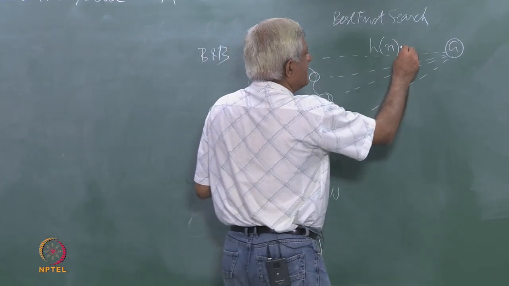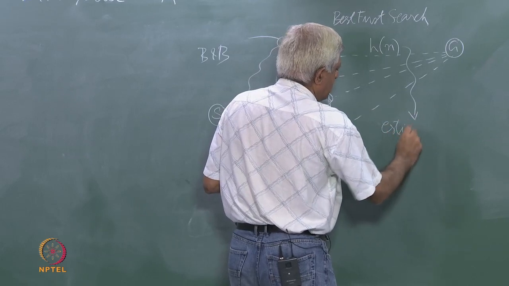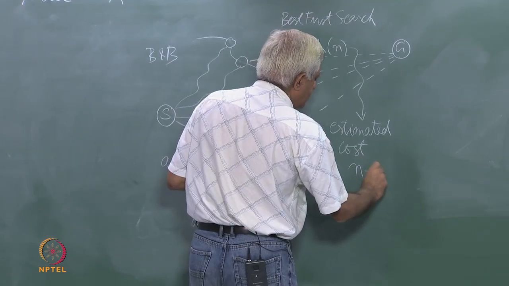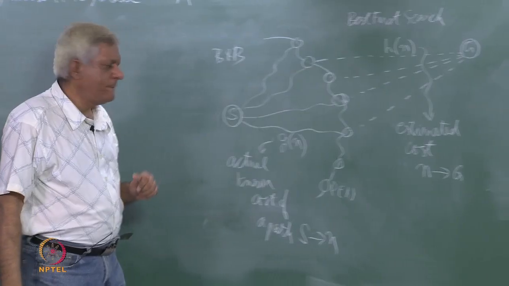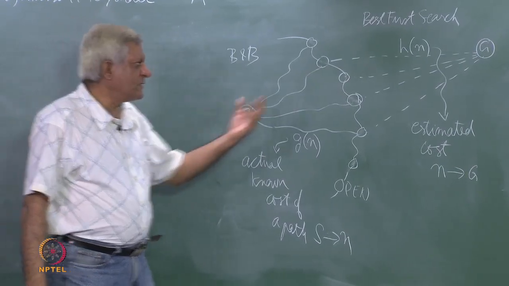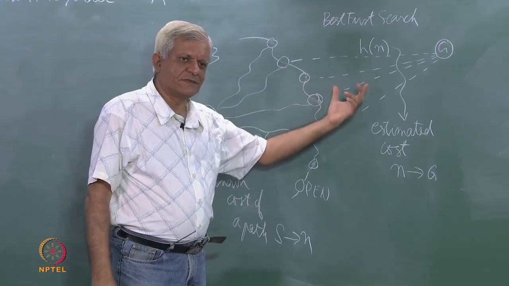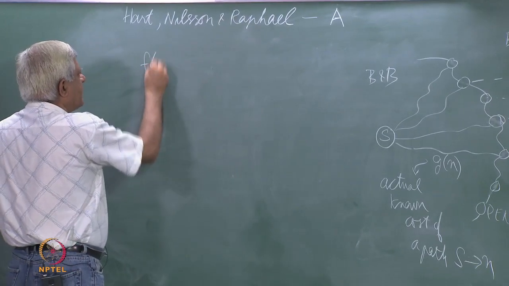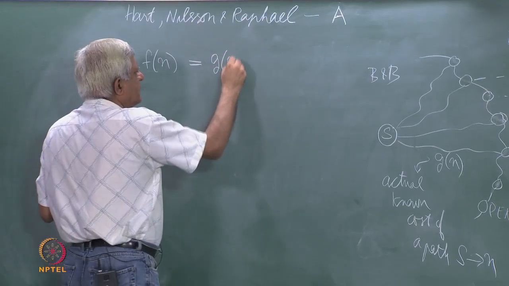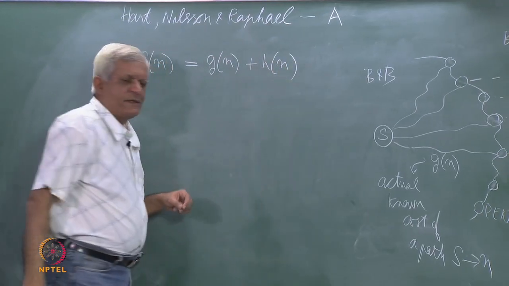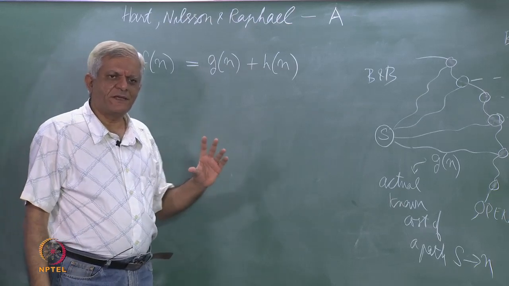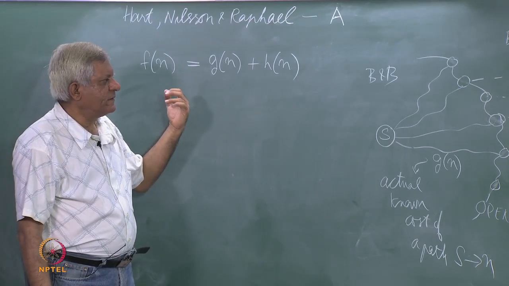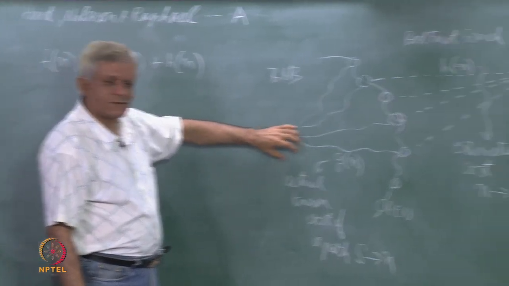H of n is an estimated cost of the segment from n to g, that we have used in best first search. The H of n tells you how far this node is from the goal node essentially. So, in this algorithm A, we use a function called f of n, which is basically the sum of g of n plus h of n, and essentially we keep the priority queue sorted on this value of f of n.